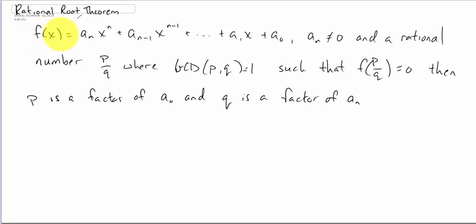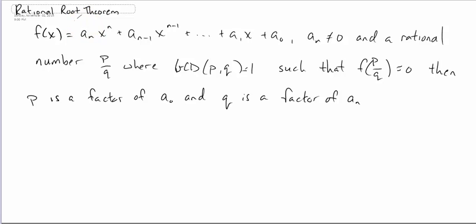So if we have a polynomial f of x, that looks like so, with leading coefficient not equal to 0, and there's a rational number p over q, where p and q are relatively prime, that is, the greatest common divisor of them is 1, such that when we plug p over q into function f, we get 0, then the numerator p will be a factor of the constant term, and the denominator q will be a factor of the leading coefficient.